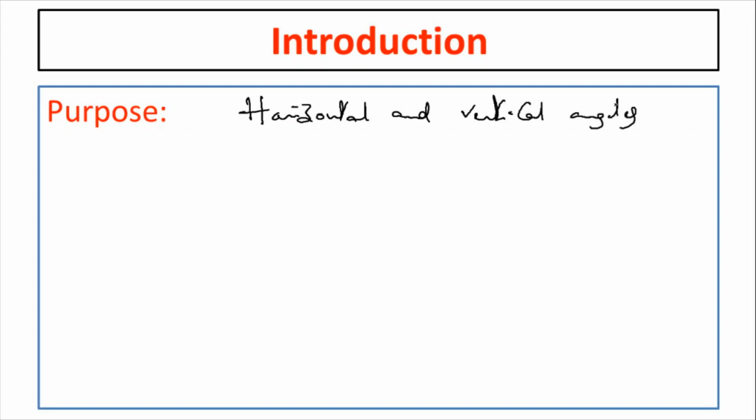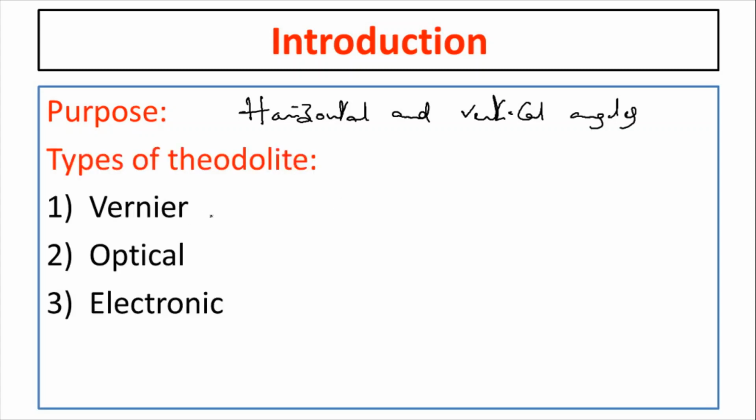Suppose if you use the compass, from the compass we can determine the bearings of the lines, and from the bearings you can calculate only the horizontal angles. But using the compass you cannot calculate the vertical angles at all. Then there are three types of theodolites basically. They are vernier theodolite, optical theodolite and electronic theodolite.